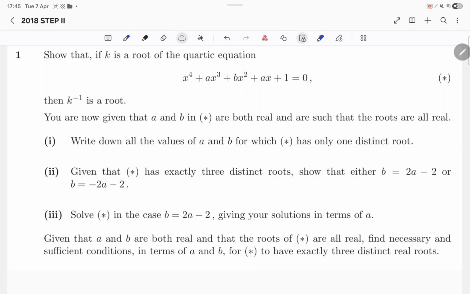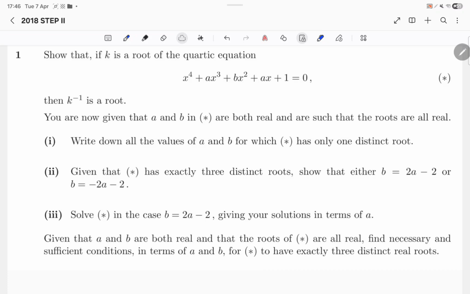Question 1. Show that if k is a root of the quartic equation x^4 + ax^3 + bx^2 + ax + 1 = 0 (star), then k^(-1) is a root. You are now given that a and b in star are both real and are such that the roots are all real.